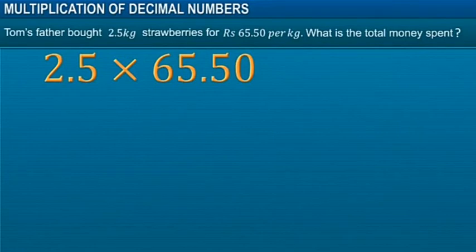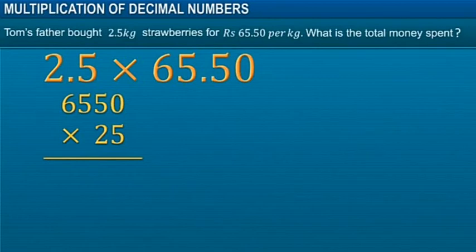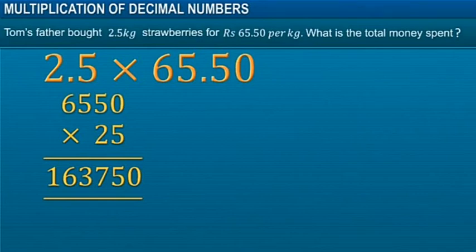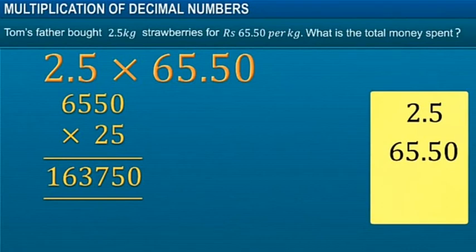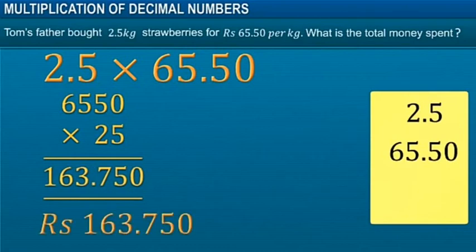To multiply two decimal numbers, first ignore the decimal point for both the numbers and multiply them. On multiplying, we get the number 1,63,750. Now, there are two decimal numbers here. The first number has one decimal place and the second number has 2. So, we will add the decimal point 3 places from the right to the left in the product. That gives us 163 rupees and 75 paise.